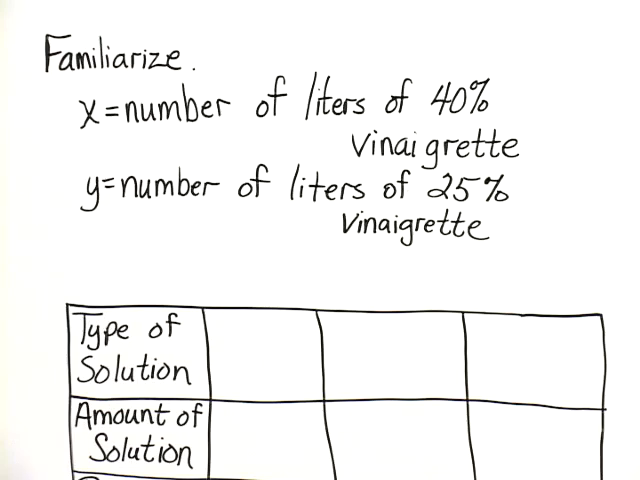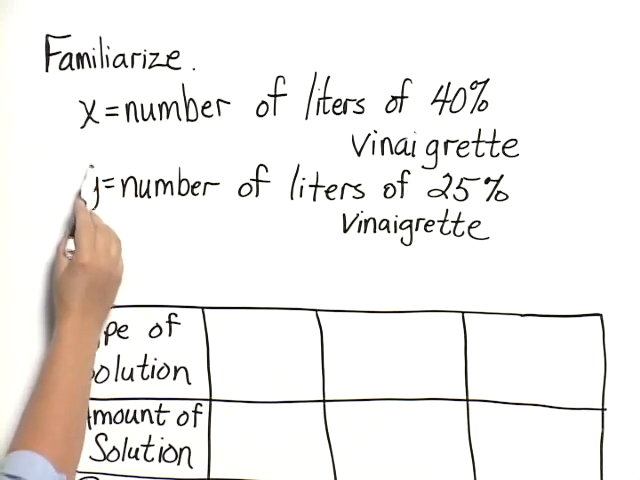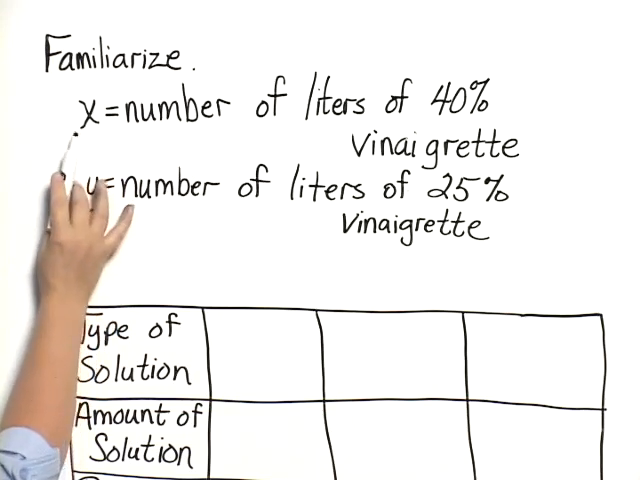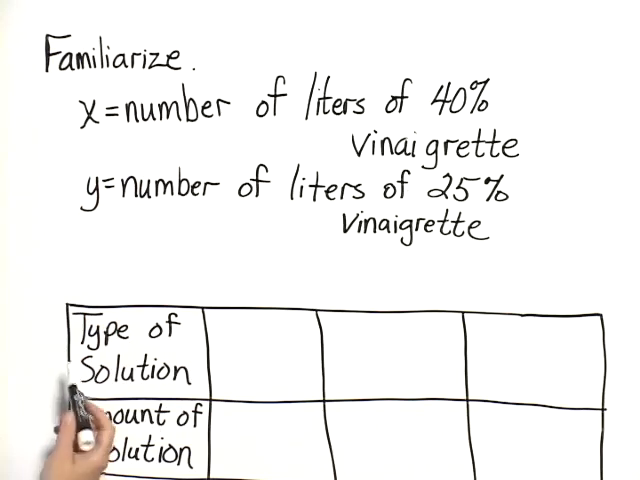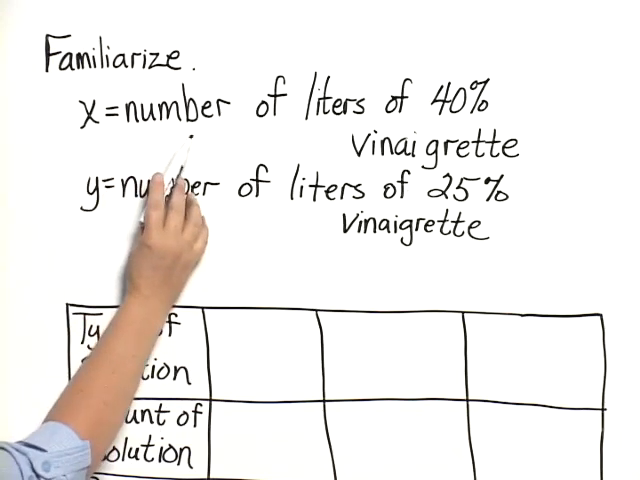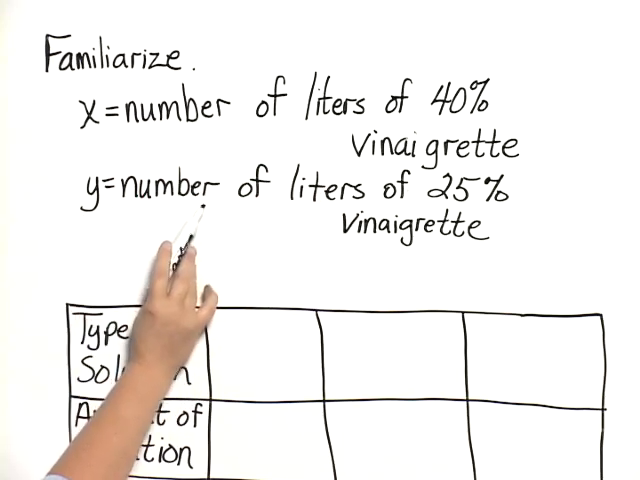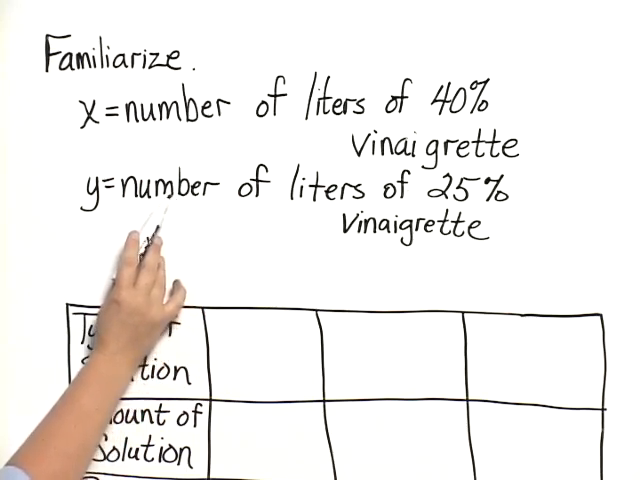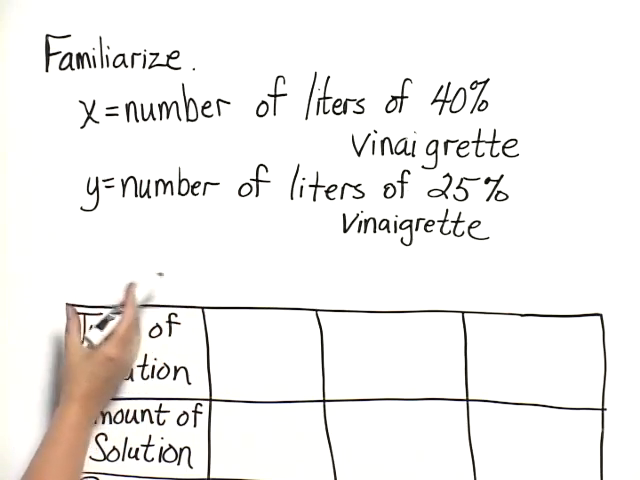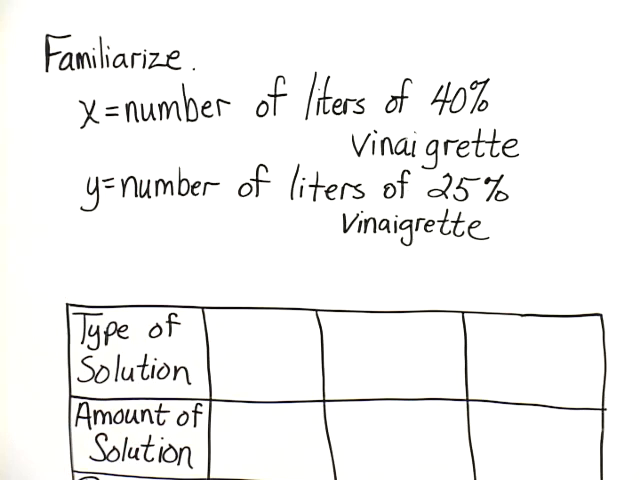Well, let's approach this problem using our 5-step problem-solving process, and we begin by familiarizing ourselves with the situation. In this case, we definitely want to define what our variables mean, because when we get to the end, we'll be working just with x and y, and we'll need to know what each one represents. So we'll let x equal the number of liters of 40% vinaigrette, and y equal the number of liters of 25% vinaigrette.